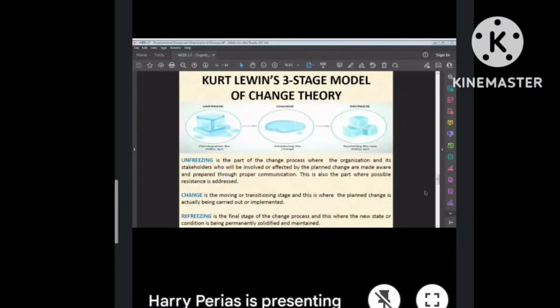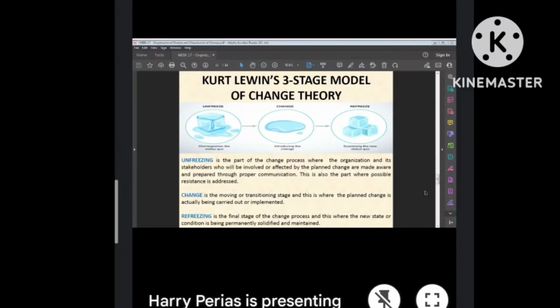So, we go now to Kurt Lewin's three-stage model of change theory, which has three states, the unfreezing, the change, and the refreezing states. The unfreezing state is the part of the change process where the organization and its stakeholders who will be involved or affected by the planned change are made aware and prepared through proper communication. So, this is also the part where possible resistance is addressed.